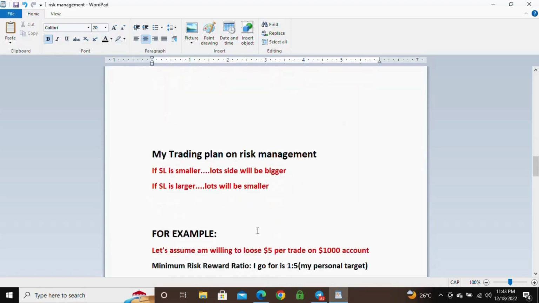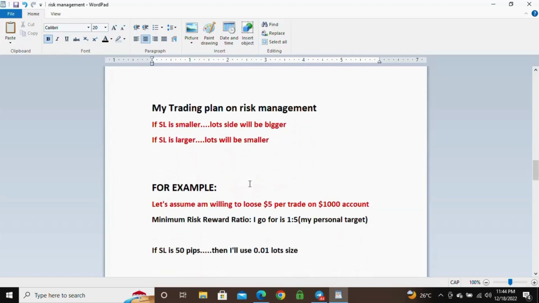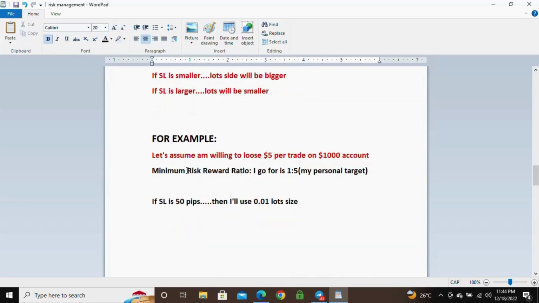Now, these are my trading plans on risk management. This is my rules. My stop loss, SL means stop loss. If my stop loss is smaller, then my lot size will be bigger. If my stop loss is larger, then my lot size will be smaller. Let me give you an example. Let's assume I'm willing to lose $5 per trade on a 1,000 account.